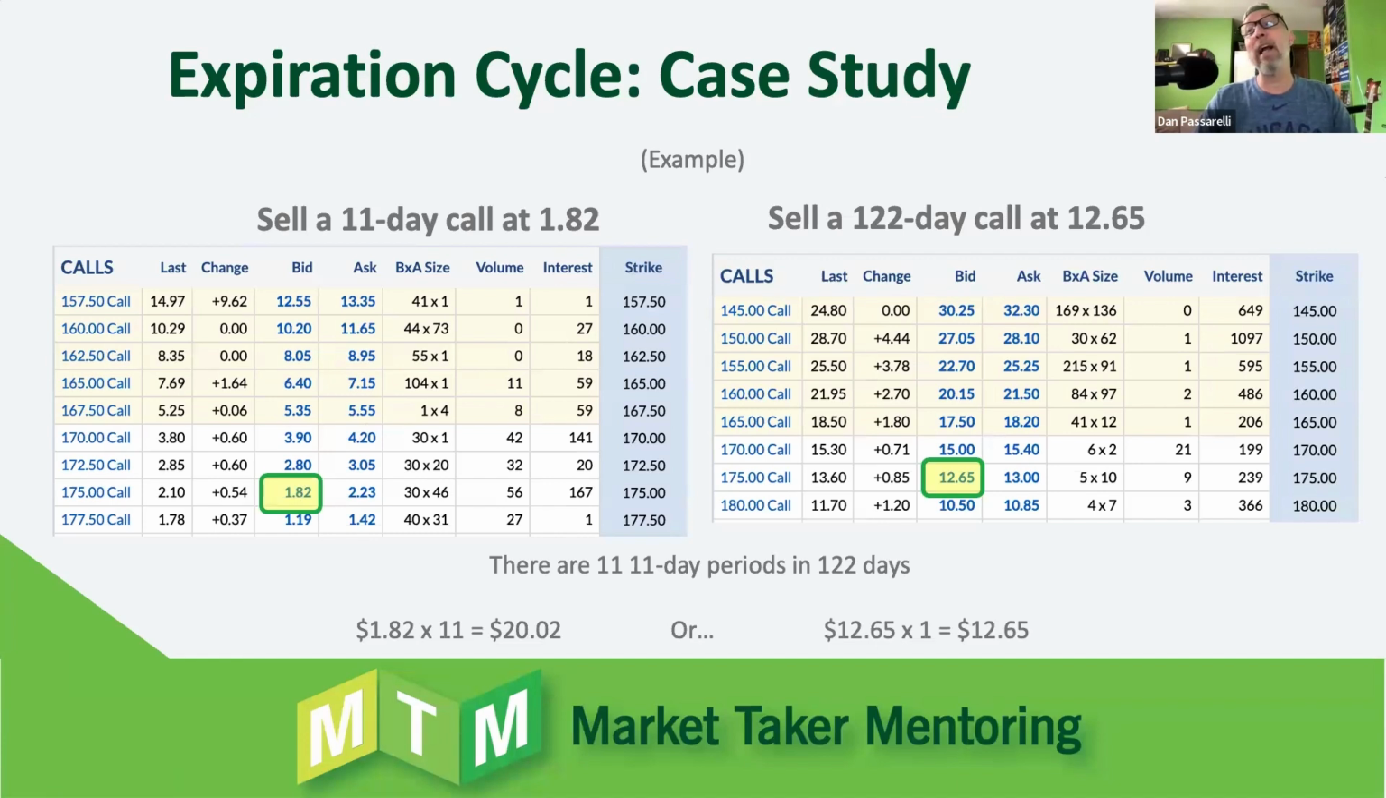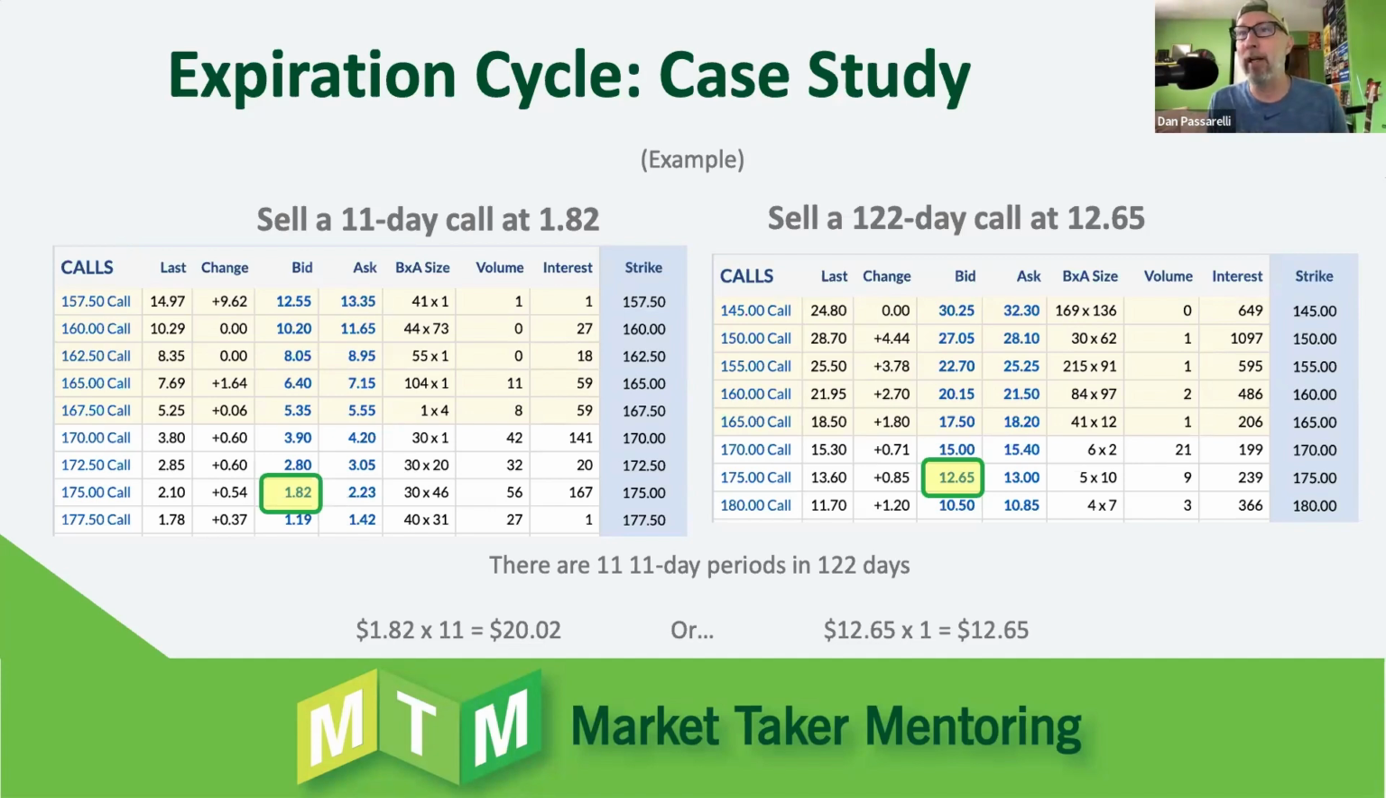And maybe we think it's not going to go above 175 for a long time, like 4 months or something. Okay, we could still do this. Or we could sell one of those 4 month options, 122-day option, for $12.65, on the same strike. Now on the surface, it looks like, well, why would I want $1.82 when I could get $12.65? I make so much more selling the 122-day one at $12.65 than I do selling the 11-day one at $1.82, but that's not actually true.